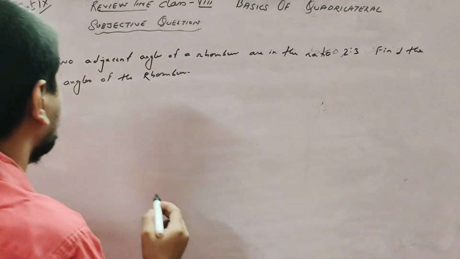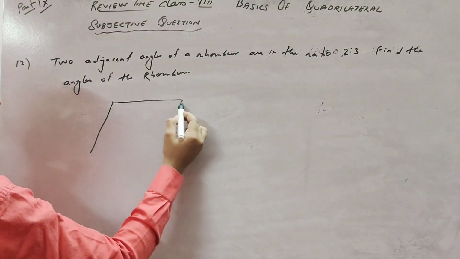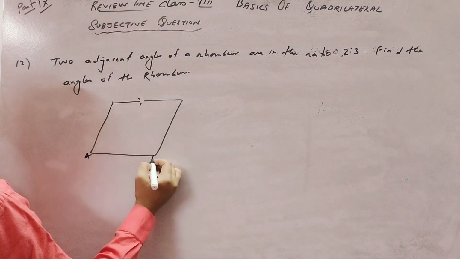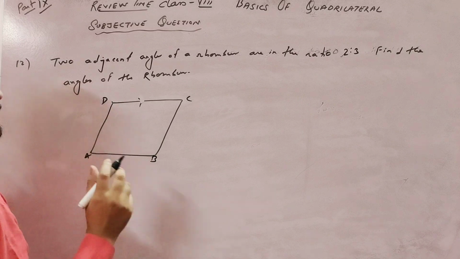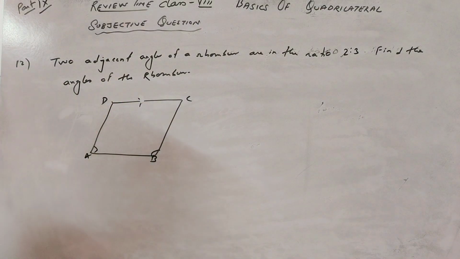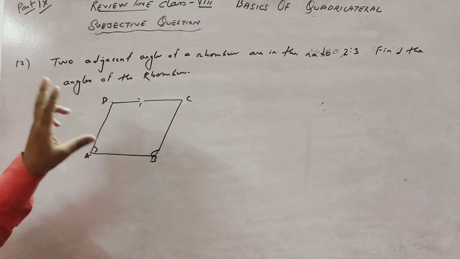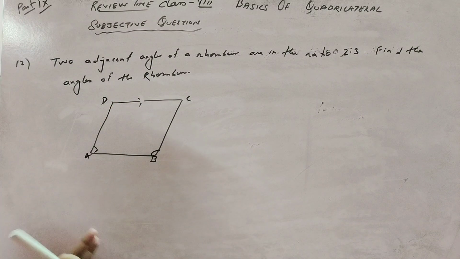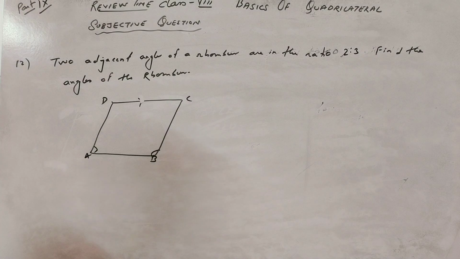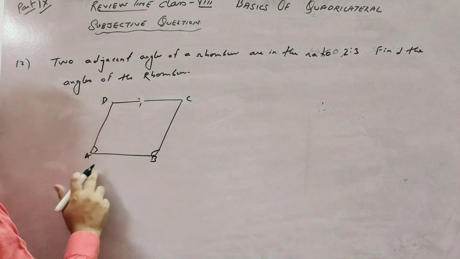Okay, so this is a rhombus A, B, C, D. Again, two adjacent angles. We know that a rhombus also follows the properties of the parallelogram, with some additional features. Rhombus, square, rectangle, all the quadrilateral figures follow the features of the parallelogram, and then they have some additional features. So adjacent angles are in ratio 2:3, given.